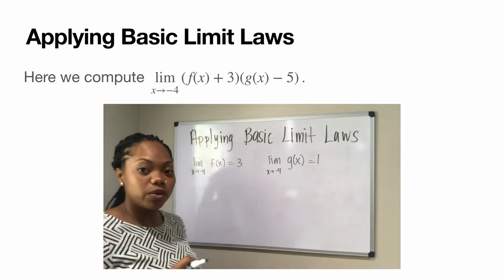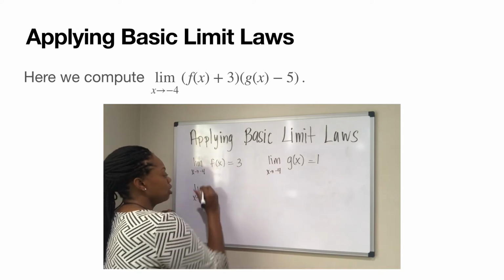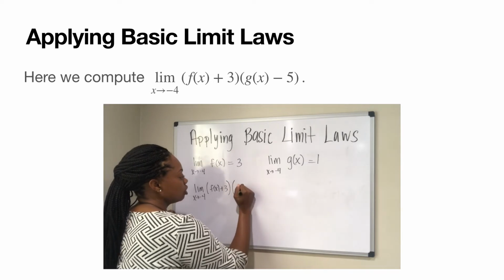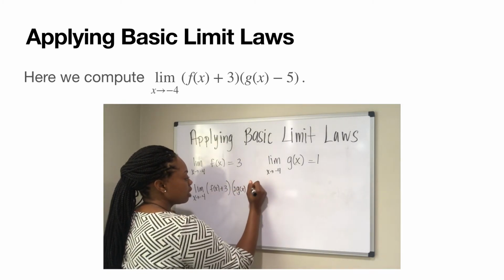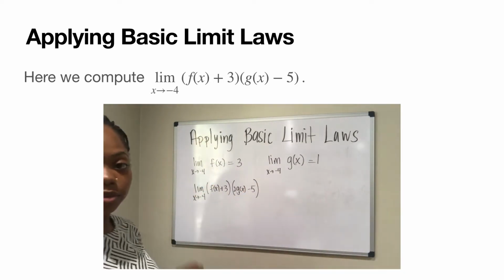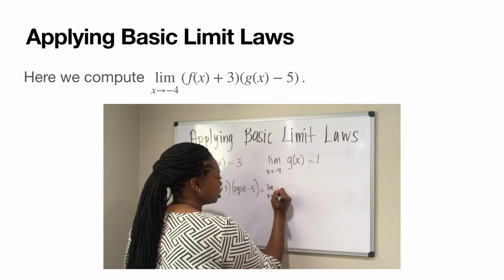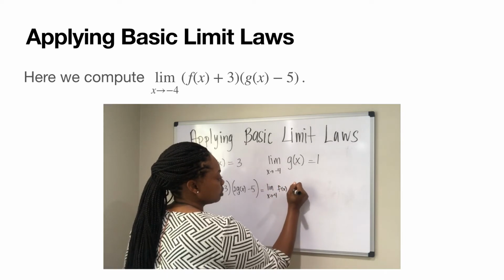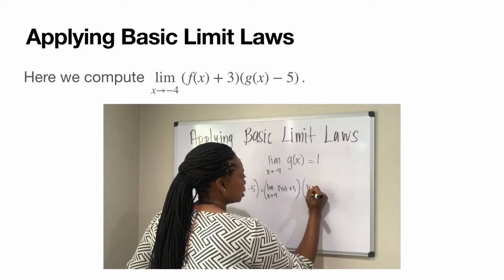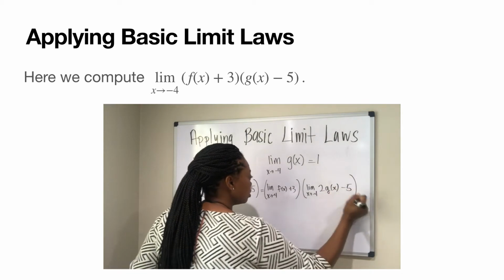Here we're going to compute the following limit. The limit as x approaches -4 of the function f of x plus 3 times the function 2g of x minus 5. So we'll do multiple laws. We'll use the product law to break it up. So this gives us the limit of the first function as x approaches -4 of f of x plus 3 times the limit as x approaches -4 of 2g of x minus 5.